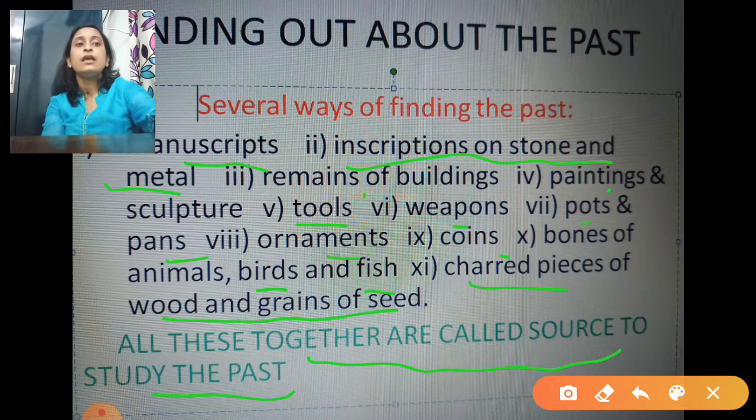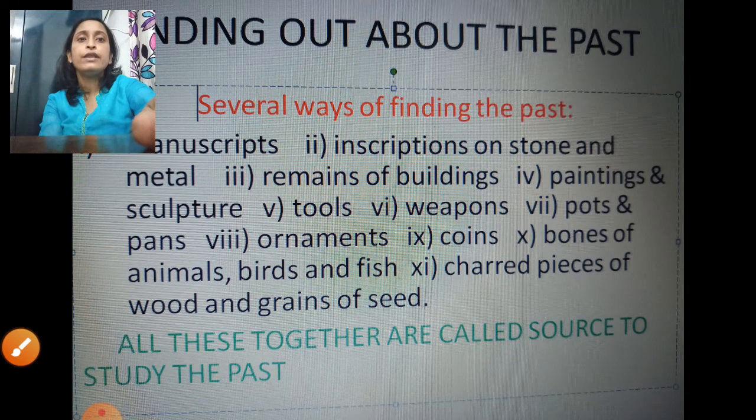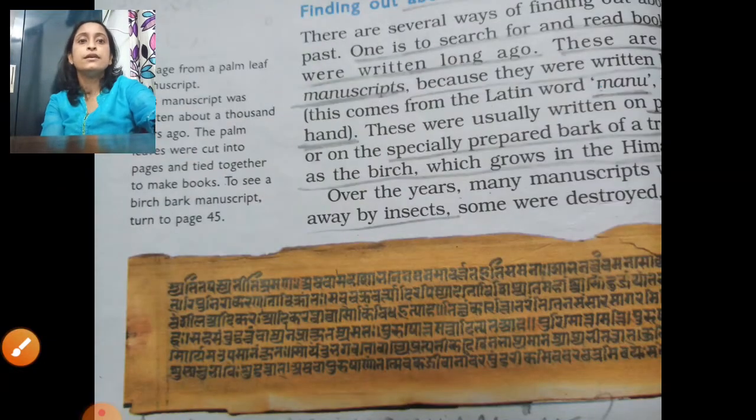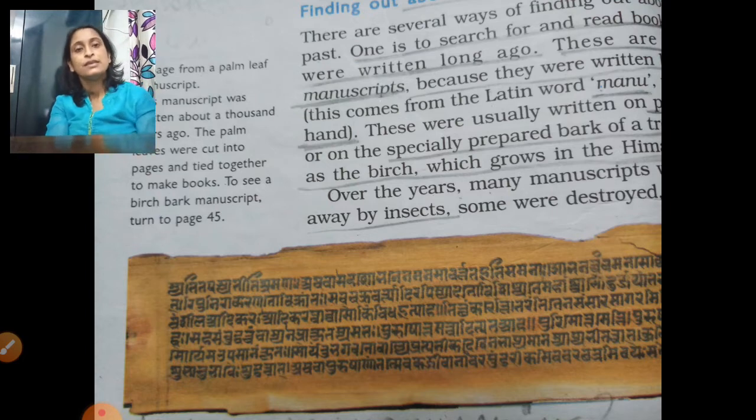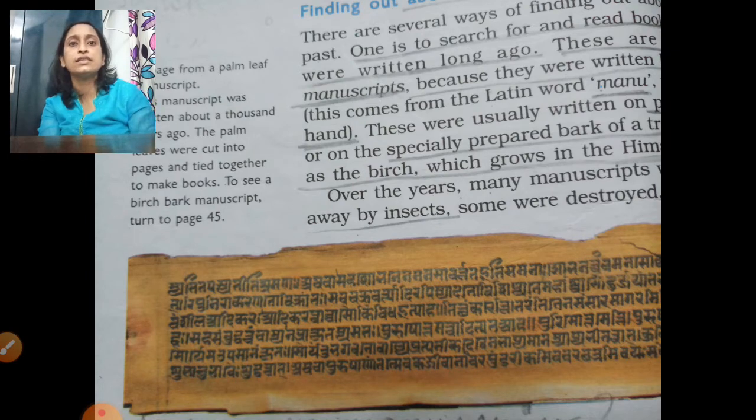Right? So next, we have already discussed the manuscript, and this is one image taken from your textbook. It is an image of a manuscript which is written on a palm leaf, a thousand years ago. This is how the people used to write, either on palm leaves or on the bark of the birch tree.